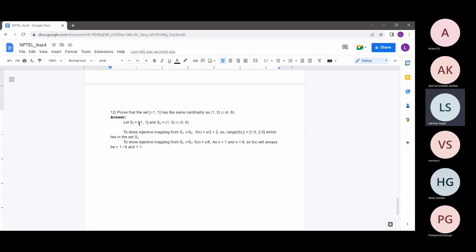And since set S1 contains values from -1 to 1, it will contain all the values from 1 by 6 to 1 also. Right, guys? I hope I'm making sense. So all possible values of f of x will lie in the set S1. As S1 contains the values from -1 to 1, it will also contain all the values between 1 by 6 and 1. It's straightforward.